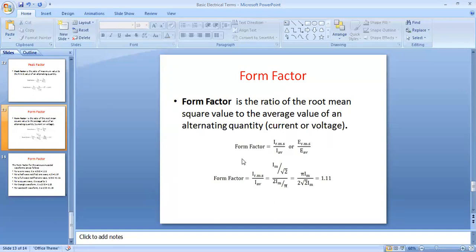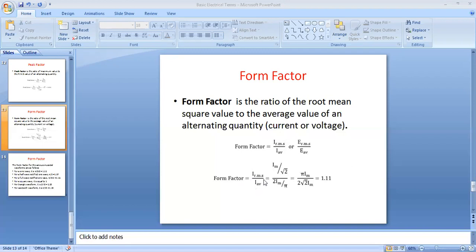Mathematically, the form factor is given as form factor equals IRMS upon I average or ERMS upon E average, where IRMS and ERMS are the RMS values of current and voltage respectively, whereas I average or E average are the average values of alternating current and voltage respectively. For the current varying sinusoidally, the form factor is given as IRMS upon I average.